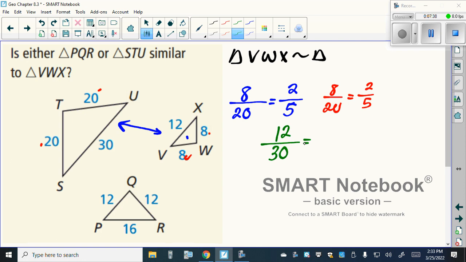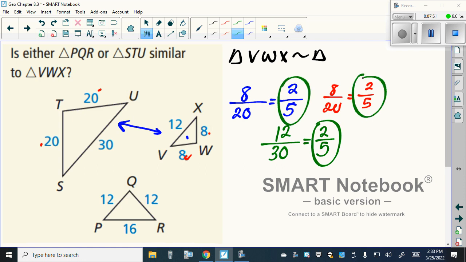Now we can plug this in the calculator, figure this out, and see what it reduces to. It'd be 2 over 5. Common factor of 6. Well, all 3 of these here are the same. So VWX is similar to UTS or STU. Either way works. Because of the 2 sides that are congruent.